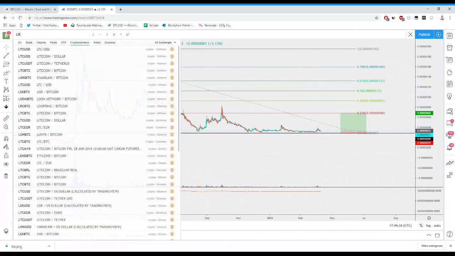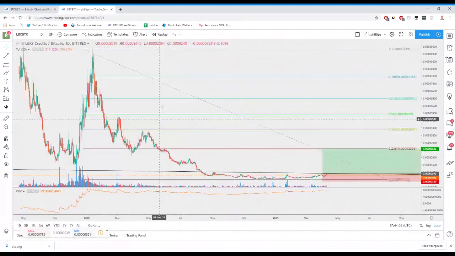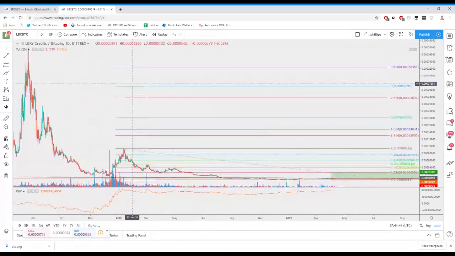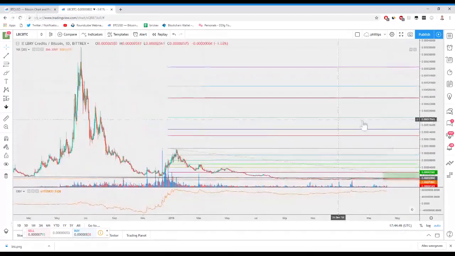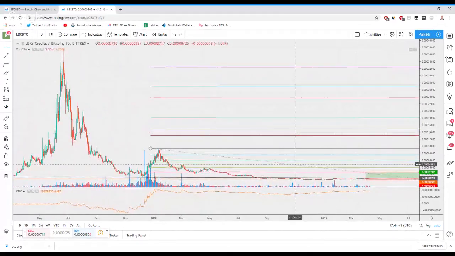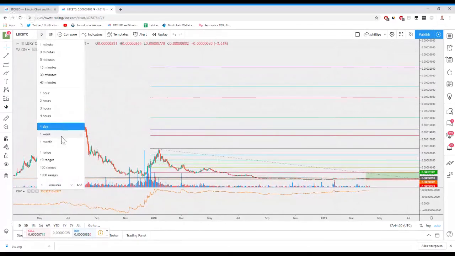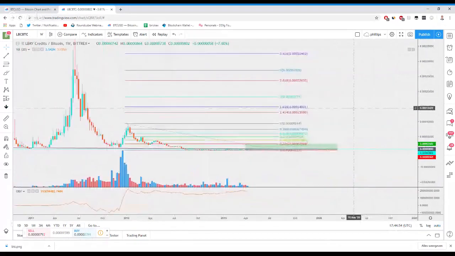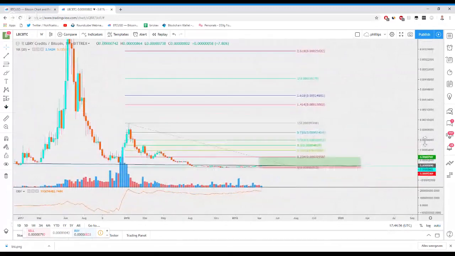And onwards we go. Library credits. Pretty big fan of library credits. I think the product is amazing, and this is actually one of those projects that actually has users, because believe it or not, very few crypto projects have users. Seem to be very rare.